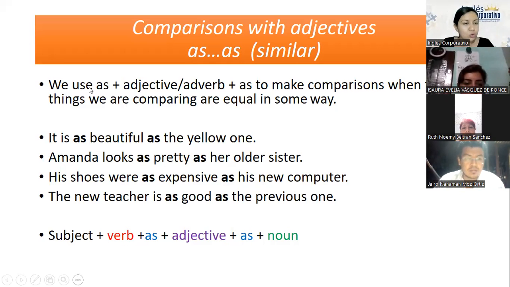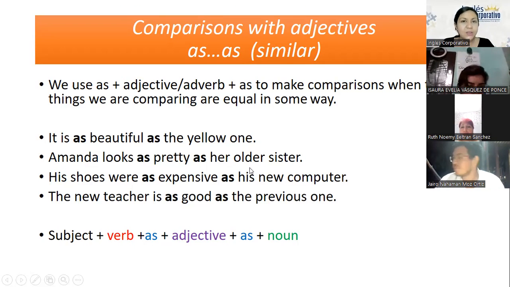In this case, we use subject plus verb plus as plus the adjective. Look, subject: it, Amanda, his shoes, the new teacher. The verb: is, looks, were, is. Adjective: beautiful, pretty, expensive, good. As. And the noun: the yellow one, her older sister, his new computer, the previous one, the second object. We are comparing two things.